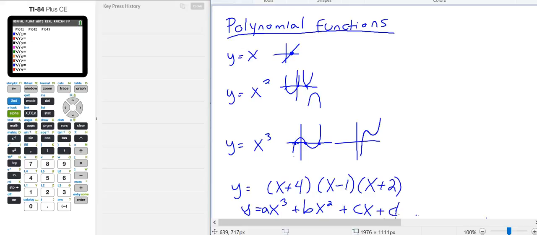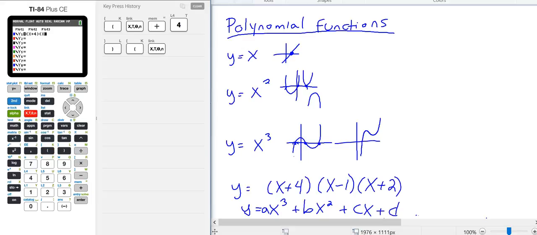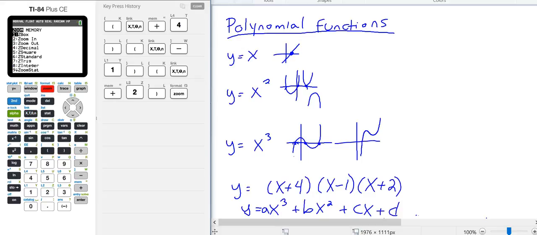We have our 3 factors. Let's graph it and see how it looks. X plus 4 times x minus 1 times x plus 2. We'll graph it in zoom standard, so zoom 6. Notice that it crosses the x-axis in 3 places. It's a cubic function. Now, without graphing it, how would we know where this cubic function crosses the x-axis?